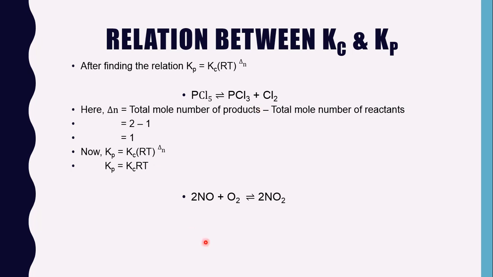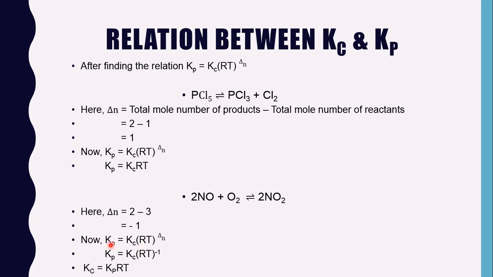Look, this is an example. For this reaction, what is the value of del N? Del N equal 2 minus 3, that is del N equal minus 1. Now when you put this minus 1 in this equation, you will get a different relation of Kp and Kc. After putting the value minus 1 in this equation, we will get Kc equal Kp RT. That is completely different from this. In this way, the relation between Kp and Kc is also different for different reactions.